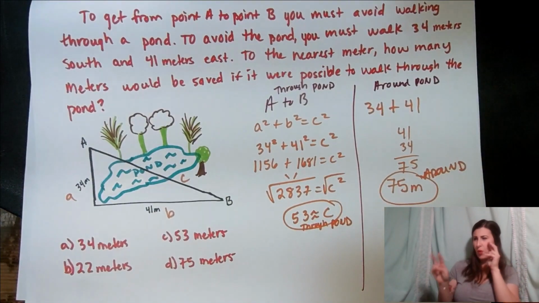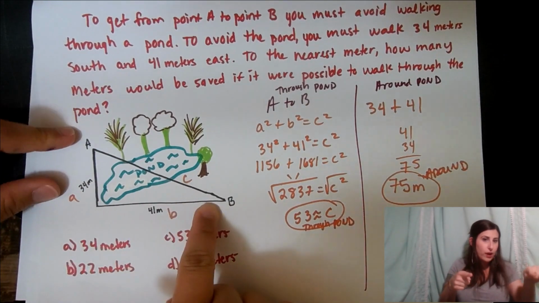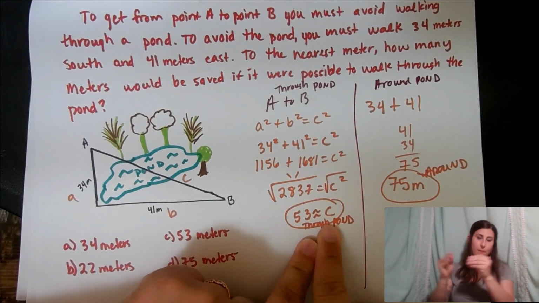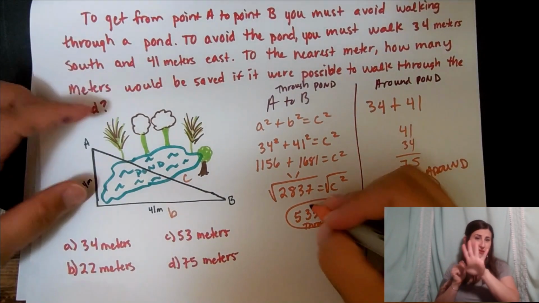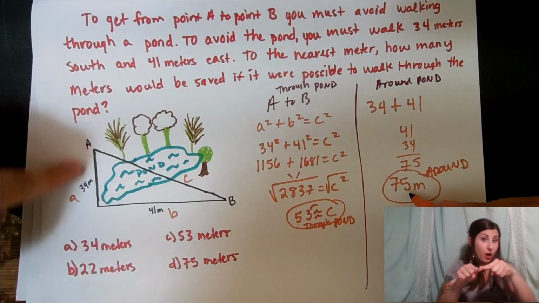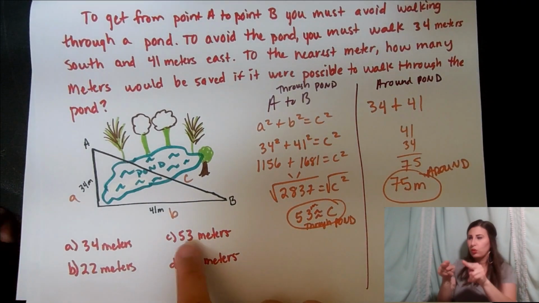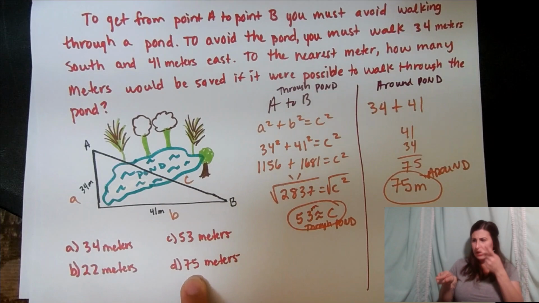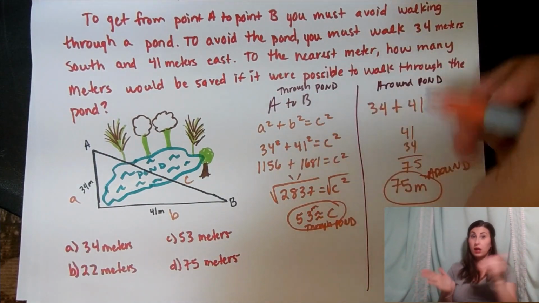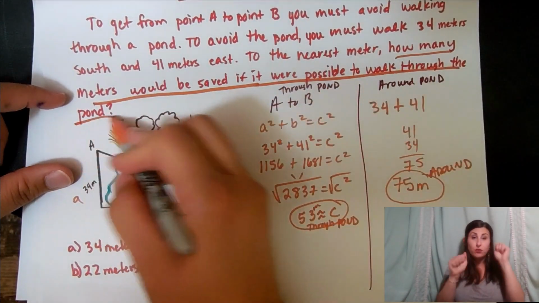So if I'm looking right now, which one is a shorter distance? Walking through the pond or walking around the pond? 53, 75. Through the pond is a shorter distance. It's approximately 53 meters, while around the pond to walk all the way around it is 75 meters. Okay. Whoa, I see 53 and 75 as an answer. Well, let's look at the question again. To the nearest meter, how many meters would be saved if it were possible to walk through the pond?